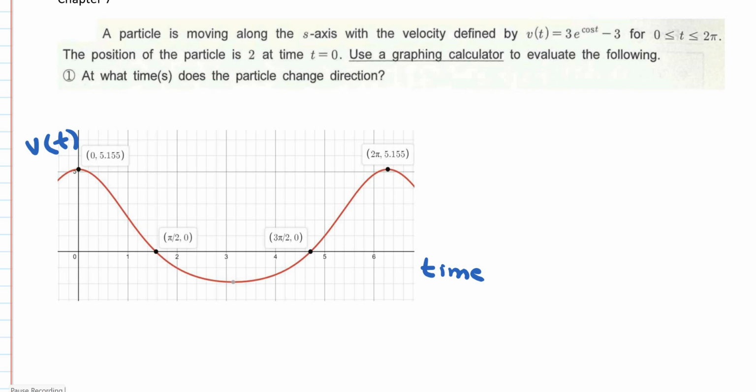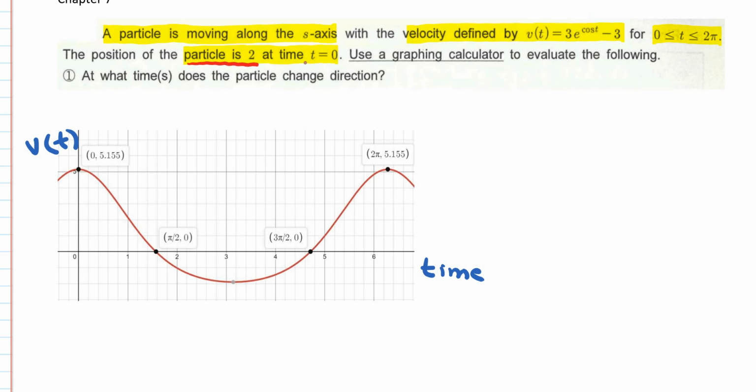Let's take a look at one of these graphing calculator problems. For this particular problem, I have a particle that's moving along the s-axis, and we're given its velocity function given by this trig function right here, and our domain is from 0 to 2 pi. We're also given some information about the initial position of the particle, and the particle has a value of 2 when time t equals 0.